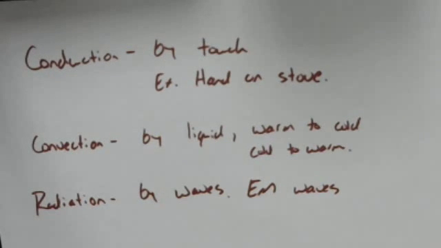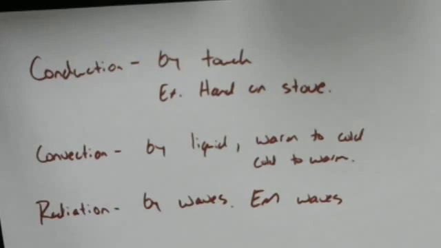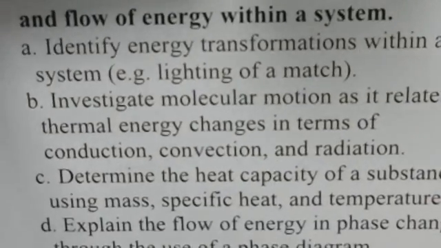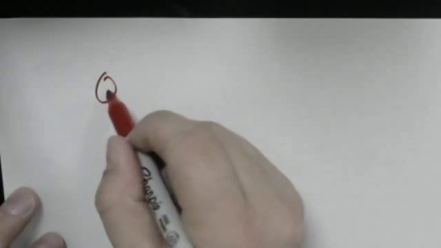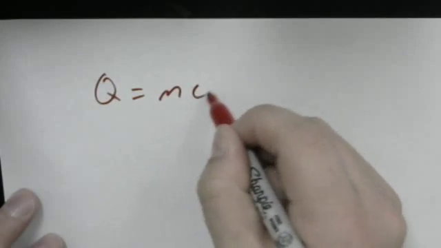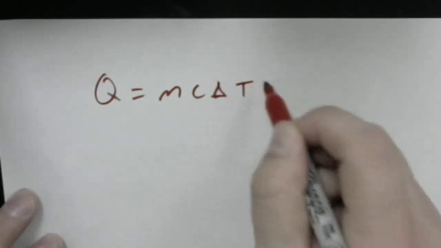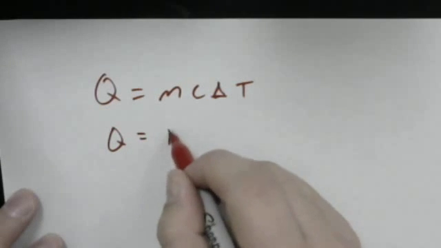All right. And like I said, we'll talk more about this. This is just getting your notes in here. And also this. Next part of our standard says this, that determine the heat capacity of a substance using mass, specific heat, and temperature. All right, so let's look at that. All that is this formula right here. We have Q equals what I'll call MCAT. All right, so Q stands for heat energy.